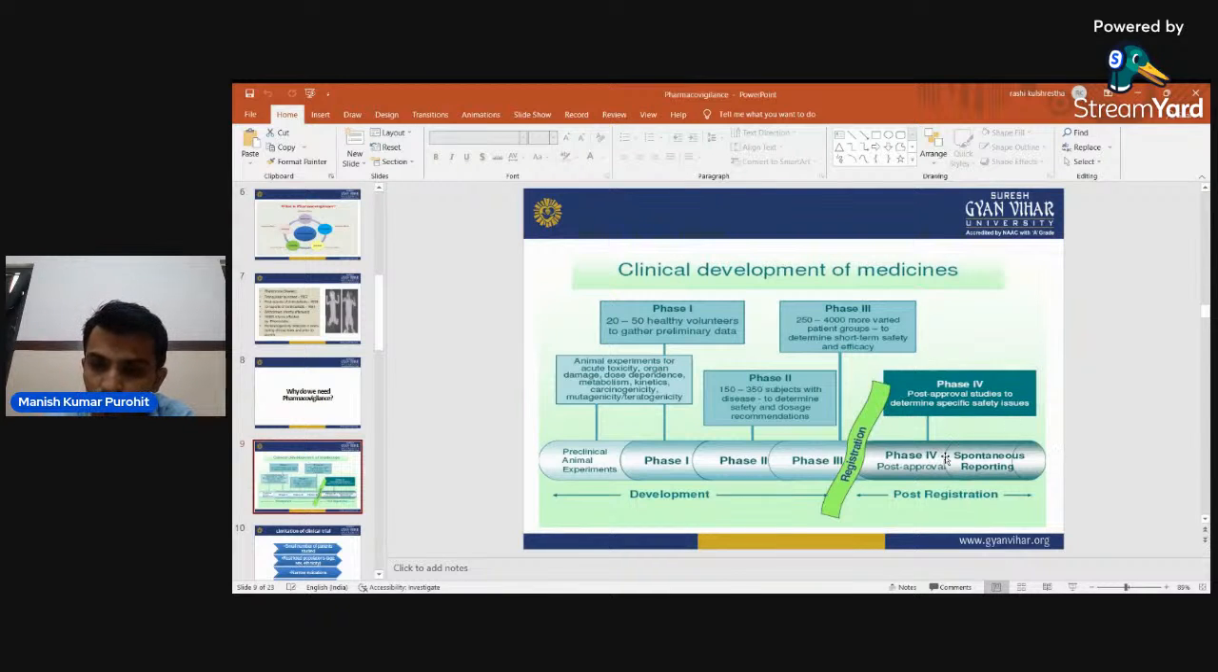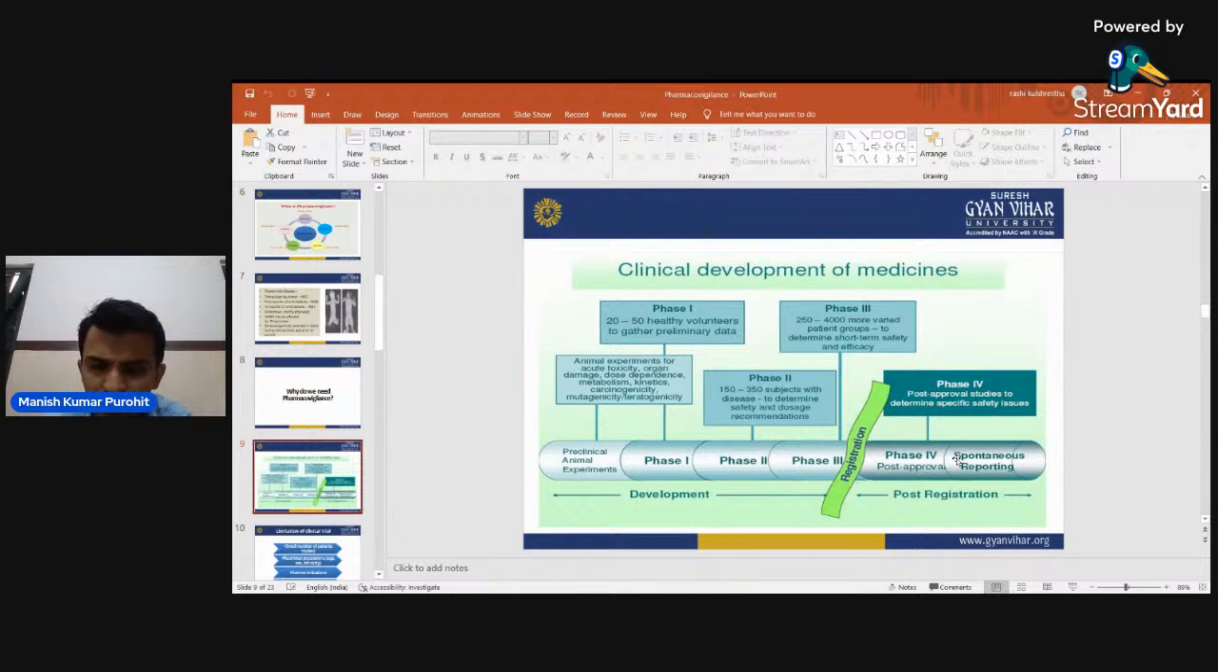In this phase, pharmacovigilance people mostly collect data from doctors and other medical supervision, and then they continuously observe all the data and identify new adverse effects. So this is the drug development process.